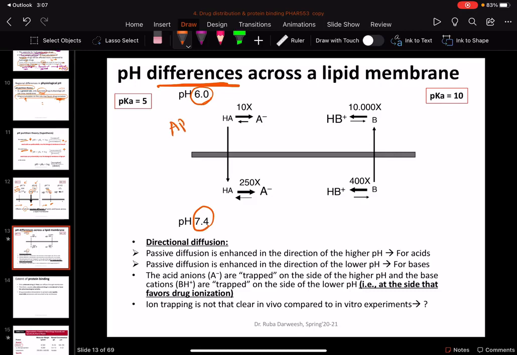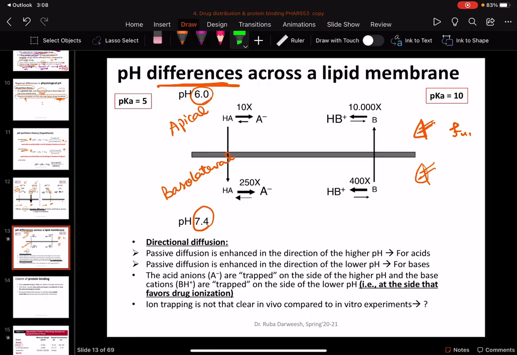Let's say here is the apical side, or A side, and this is the basolateral side, or B side. This difference in pH would give different ionization of the drug at both sides. And you can calculate the fraction of unionized drug at each side to know which side of the membrane favors ionization. And this is the general case here.